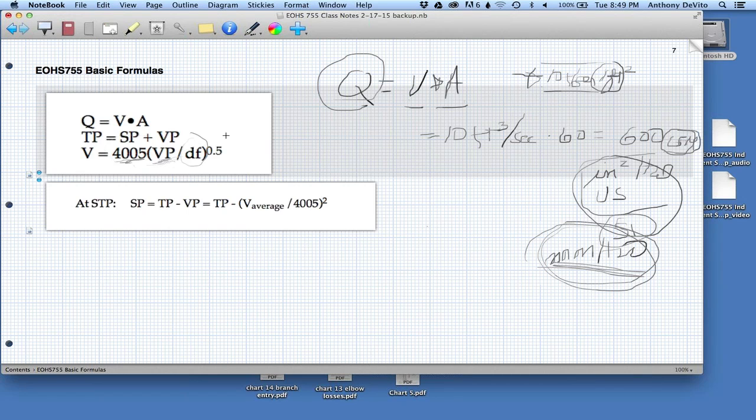Anybody remember what DF stands for? Okay, velocity is equal to 4005 times the square root of the velocity pressure. The actual speed that the air is moving is equal to 4005 times the square root of the velocity pressure in inches of water. This comes out to feet per minute, right? It's automatically corrected for by using inches of water for velocity pressure. Anybody remember what the DF stands for? Let me get back here.